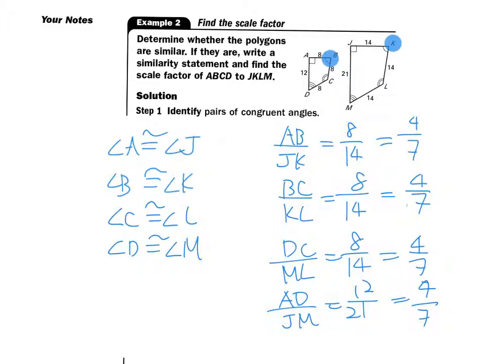So if I have to write this statement, I can say polygon ABCD is similar to JKLM. Hopefully you can write this squiggly thing a little better than I do. And the scale factor is right here, 7/4. Okay, so that's how we finish this example right here.